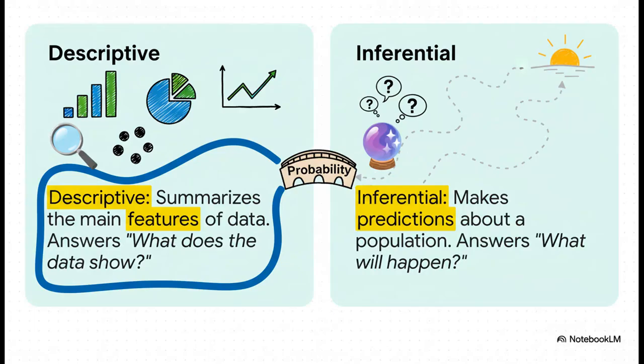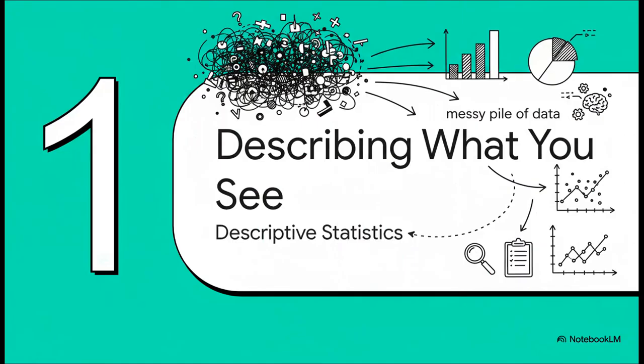To find your way around, you need a map. And in statistics, our map is basically split into two big continents. First, you've got descriptive statistics. This is all about telling the story of the data you already have. It's the what happened. Then there's inferential statistics. This is the really cool part, where you use that data to make educated guesses about the future, the what's gonna happen.